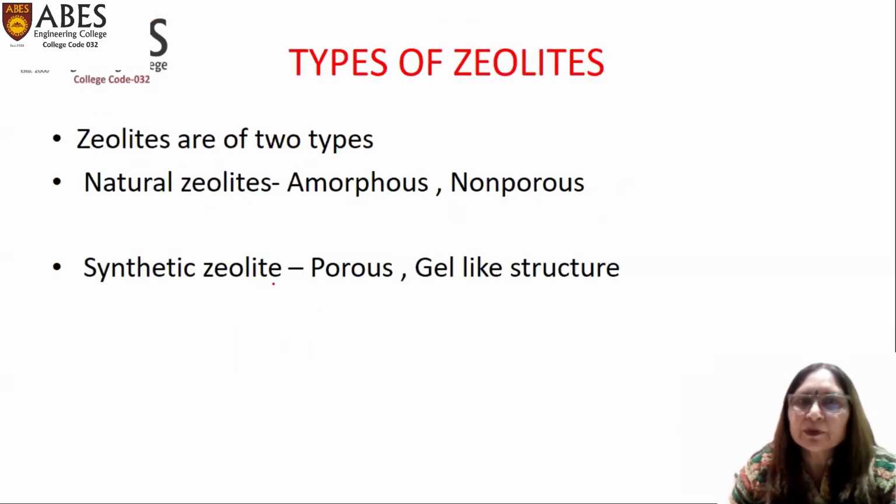How many types of zeolites are there? There are two types of zeolite. Number one is natural zeolite. They are amorphous, non-porous and durable. And the second one is synthetic zeolite. They are prepared artificially, with a porous and gel-like structure. Synthetic zeolite has a higher exchanging capacity as compared to natural zeolite.